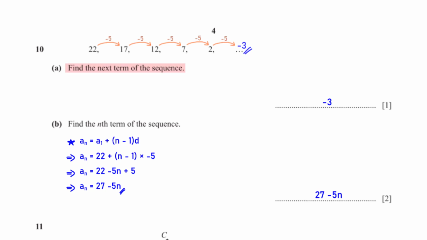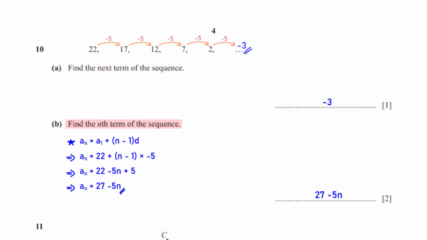Find the next term of the sequence. From the sequence, we see that to get the next term, we subtract 5 from the previous term. So when we subtract 5 from 2, we get negative 3.